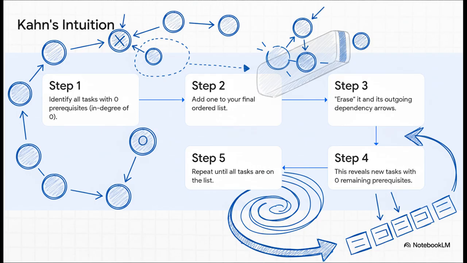Then, and this is the magic step, you pretend to erase that task and all the dependency arrows leading out of it. By doing that, you might have just freed up a new task, one that now has zero incoming arrows. And you just repeat this process over and over. Find a free task, add it to the list, erase its dependencies until every single task is on your list.